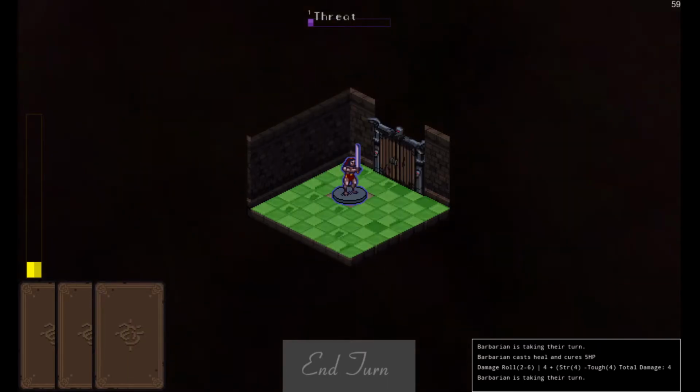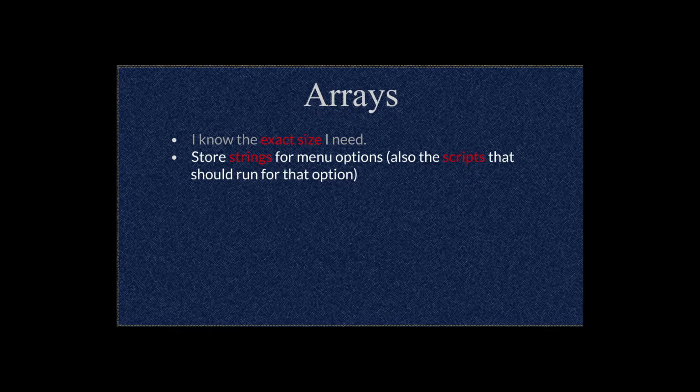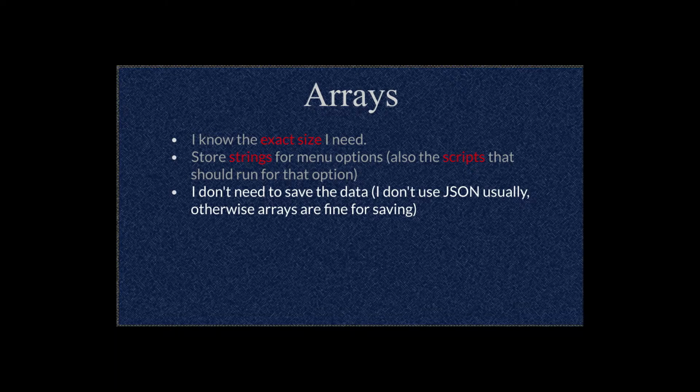So first of all, we have arrays. I tend to use arrays if I know how many entries maximum something needs to hold. I tend to use it to store strings, for example, for menu options. Not always, but quite often I do. Anything I know in advance that is defined and I don't need to save between games, I'll make it an array, because I don't tend to use JSON.